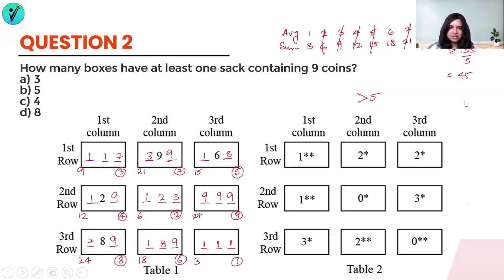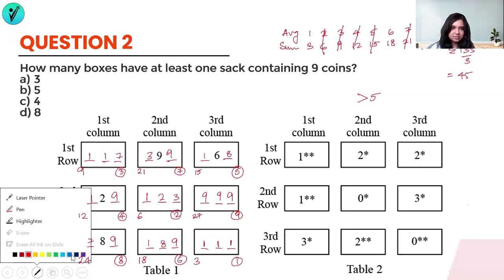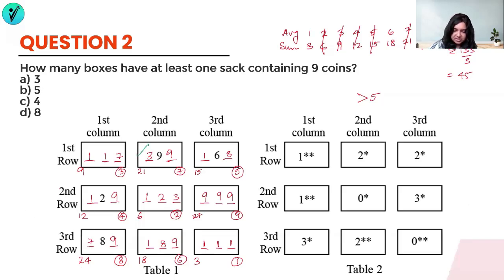This is the second one. So I'll just depict it with some other ink. So yes, I have this box. This box has a 9. This one doesn't. This one has a 9. At least one sack with a 9, yes. At least one sack with a 9, yes. And that's about it. So how many are there? We have 1, 2, 3, 4, and 5. So there are 5 boxes which have at least one sack containing 9 coins. So our answer is going to be 5.